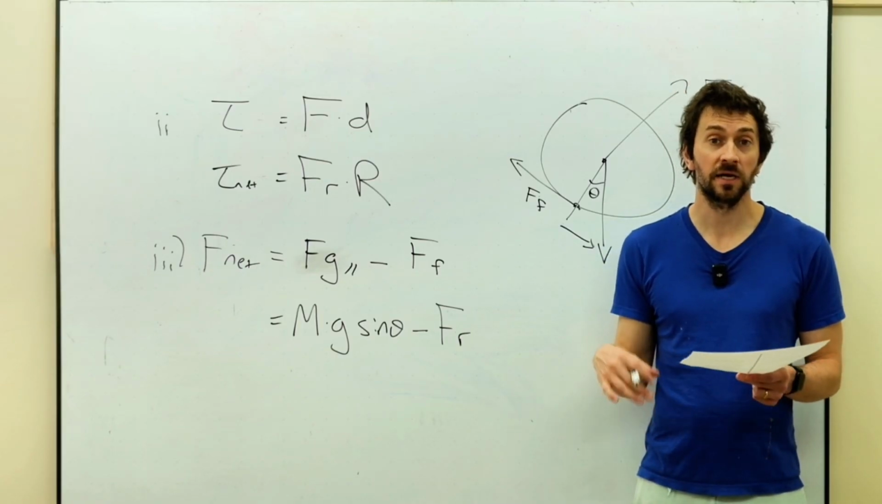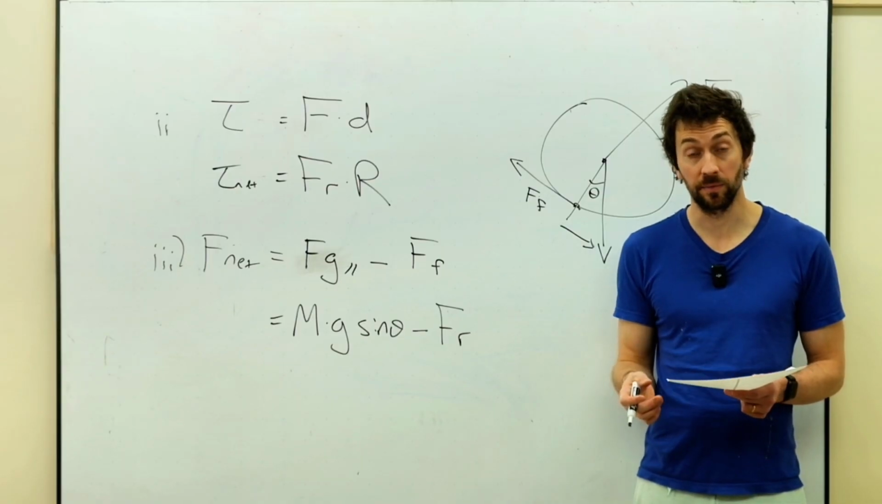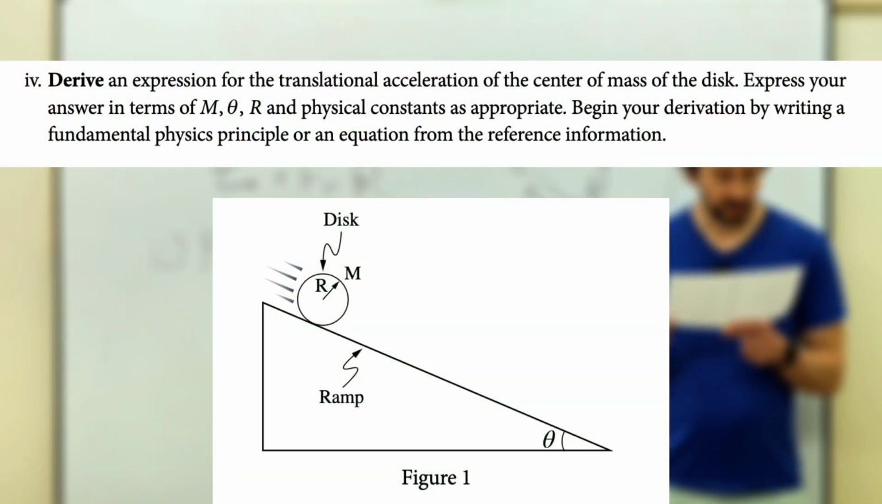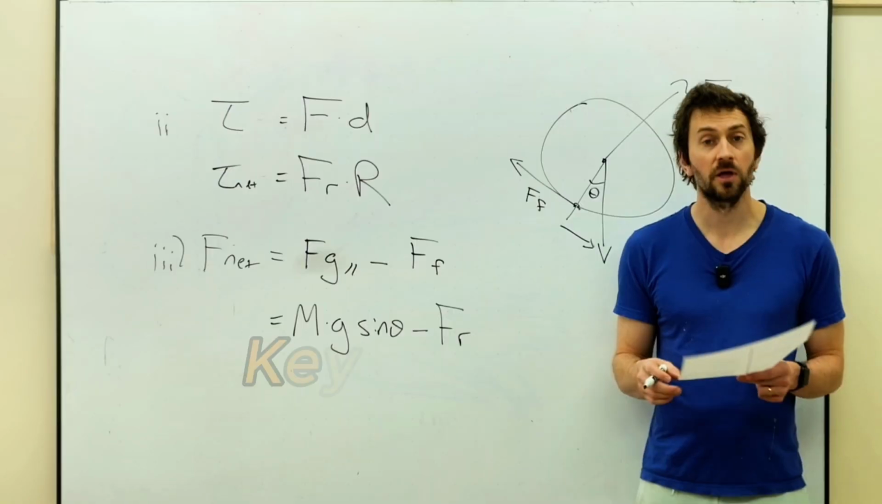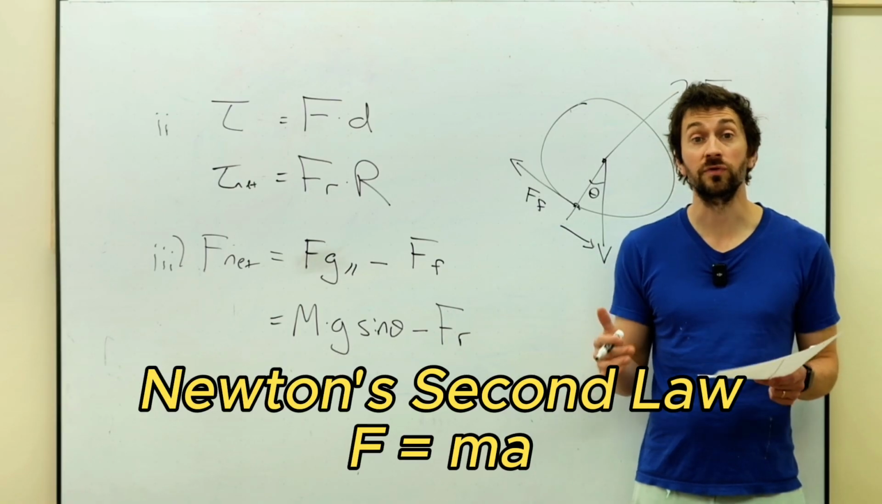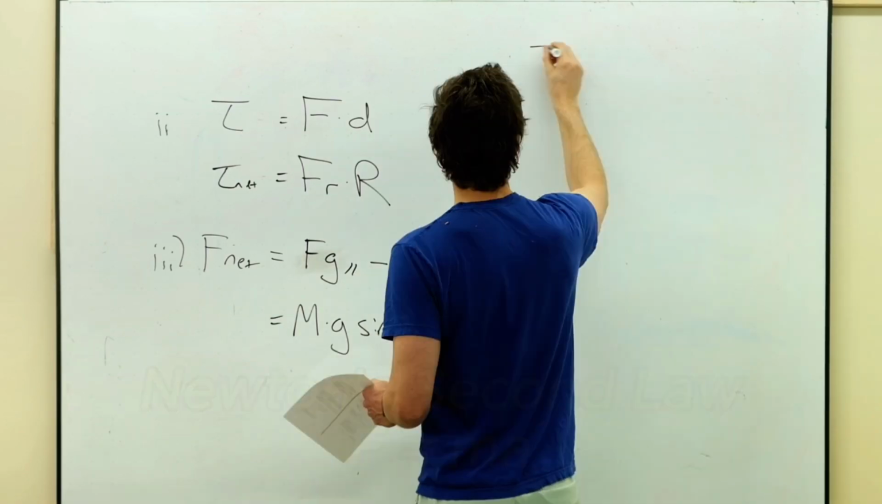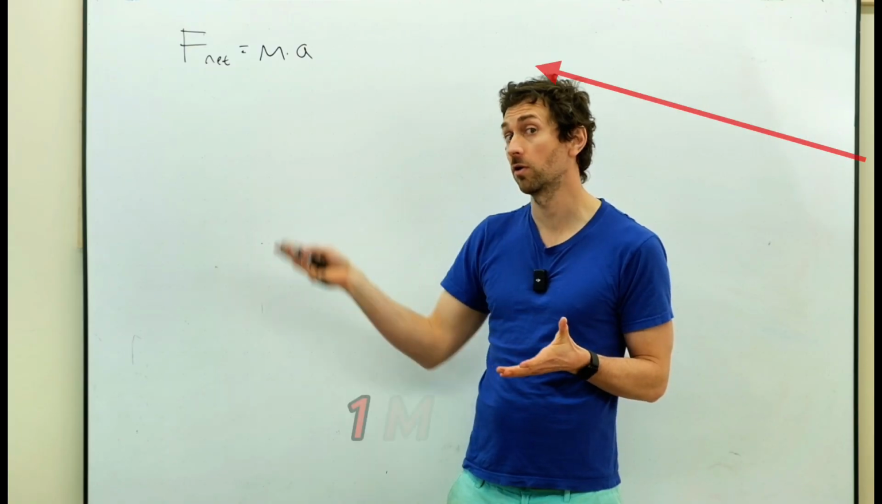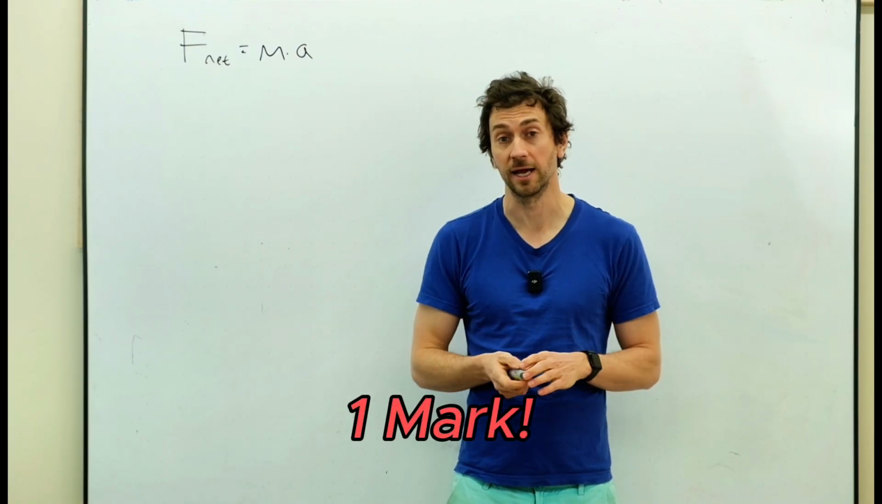The next one has derive. So this is going to be a little bit more difficult and worth more marks. Derive an expression for the translational acceleration of the center of mass of the disk. Express your answer in terms of m, theta, r, and physical constants as appropriate. Begin your derivation by writing a fundamental physics principle or an equation from the reference information. So the key equation that we need to write down for 1 mark might be Newton's second law. So let's write that down. That's 1 mark already. We get a mark by just writing that down.